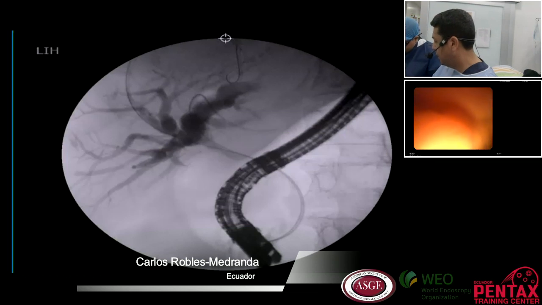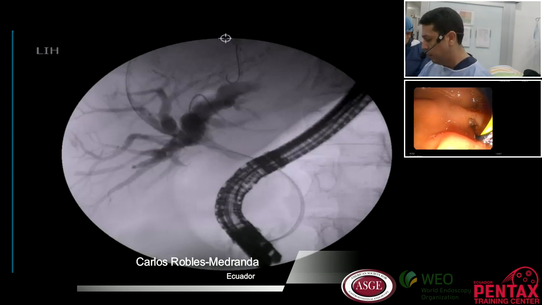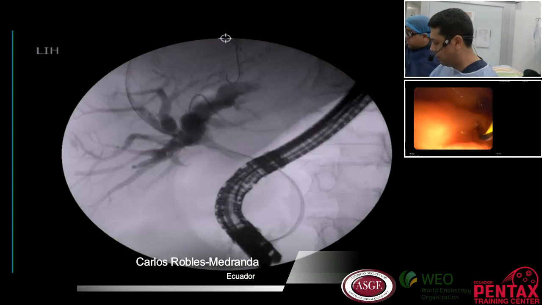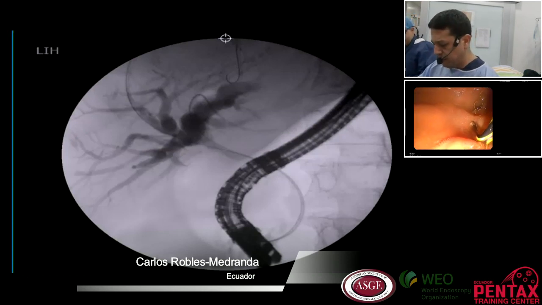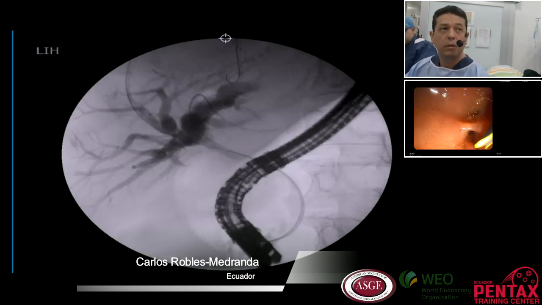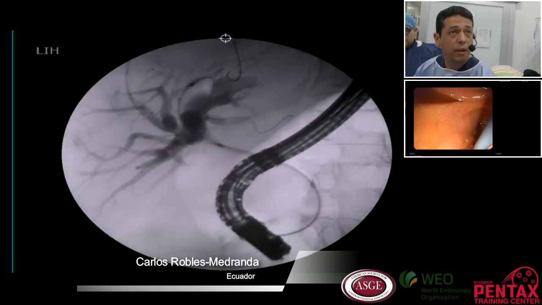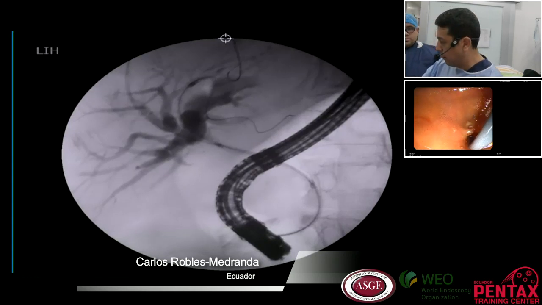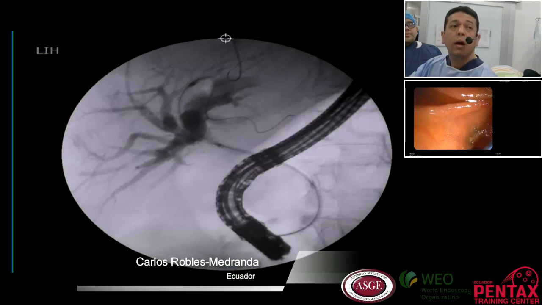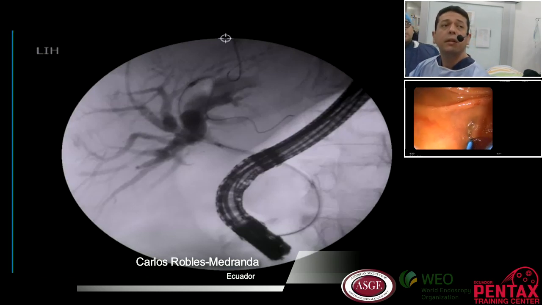This stent is 12 centimeters, 10 French. That's it? That's good. Perfect. The idea is to have a good drainage. Okay, let's go. So I am using the Oasis system. Oasis? So now we are in the left side. Okay, ya libera. So we have here our stent. This is a plastic stent.